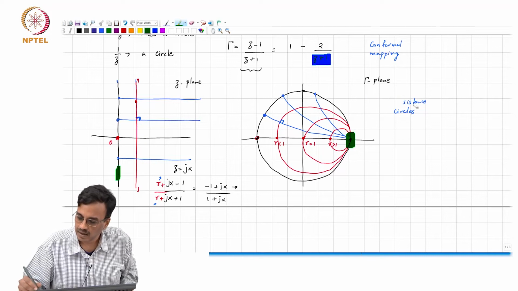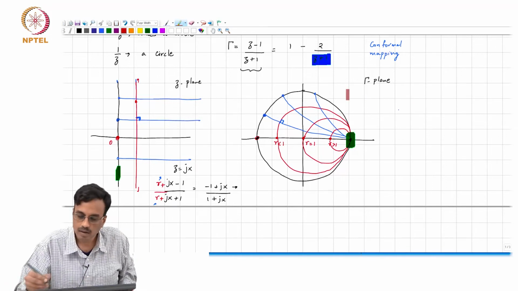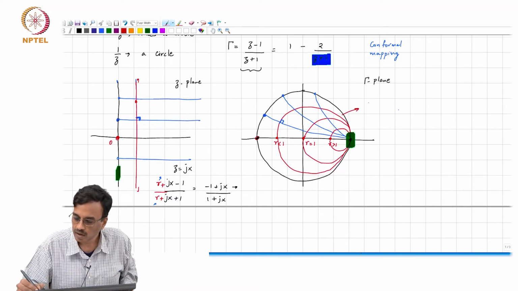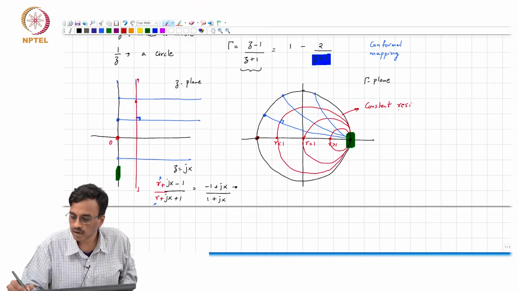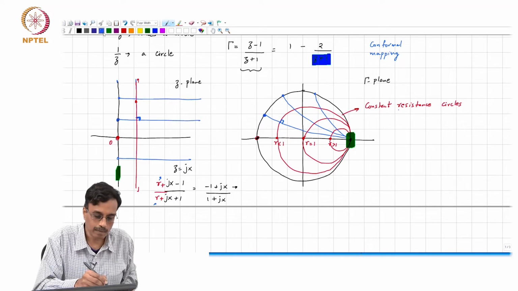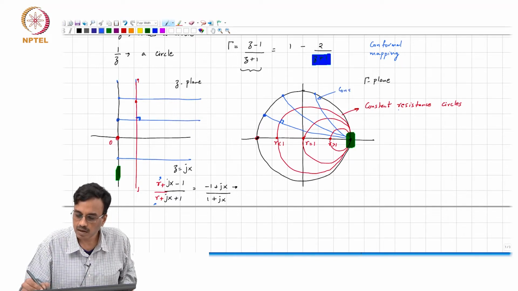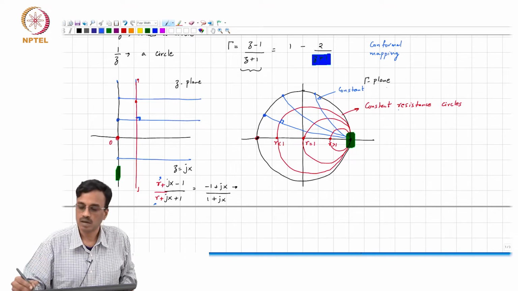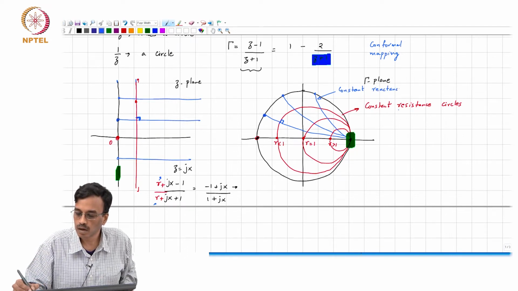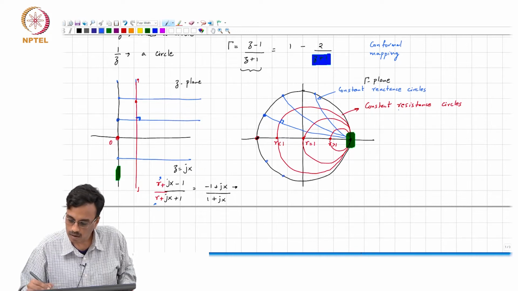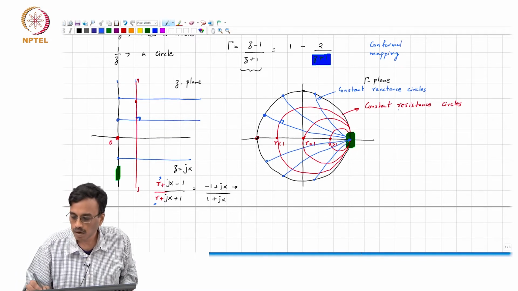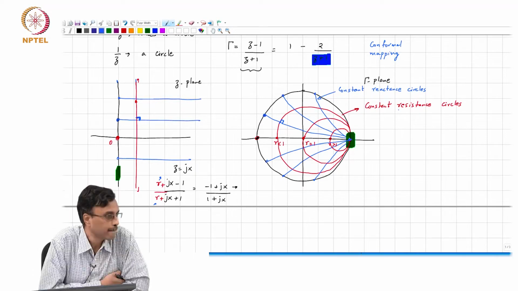So the red circles are all the so-called constant resistance circles, and the blue circles are all constant reactance circles. All right, okay.